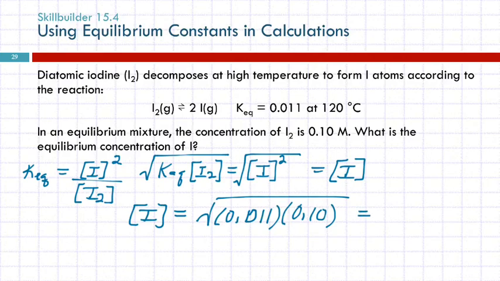So I'm coming up with 0.033. Anybody else get that? Okay. When you're doing square roots and stuff, then significant figures get a little weird. We're just not going to worry about it. Any questions?